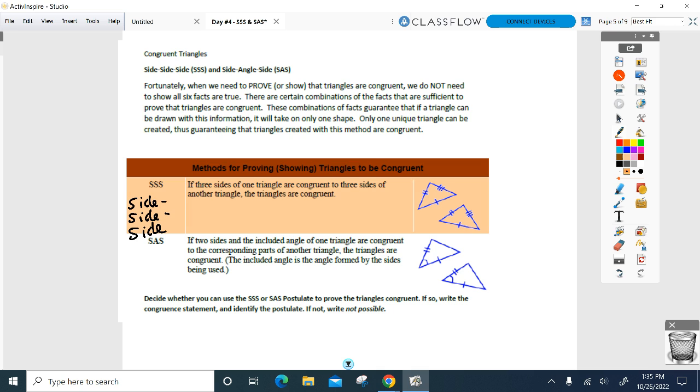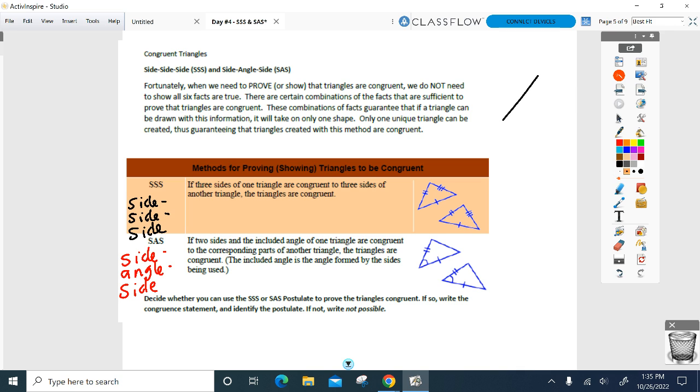The second one, and this is where we'll end it today, SAS, which stands for side, angle, side. Now, does this mean if I have 2 sides and an angle, they're congruent? No, it does not. Where did I put the A in side, angle, side? In between the 2 sides. That's where your angle has to be in the diagram. The angle must be in between the 2 sides for you to use this method.